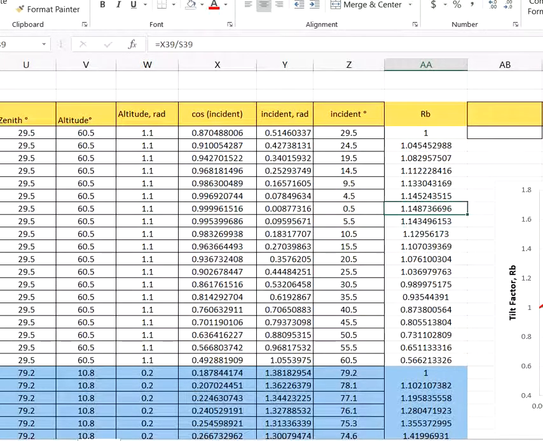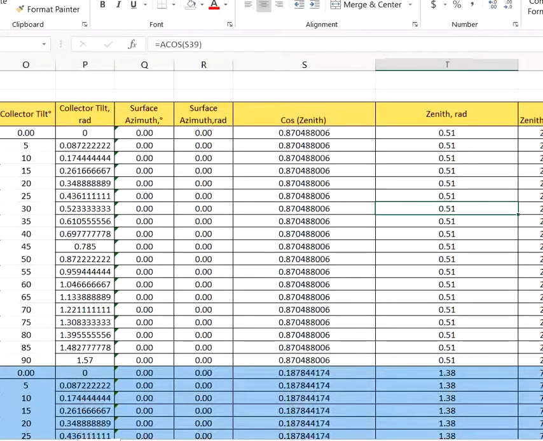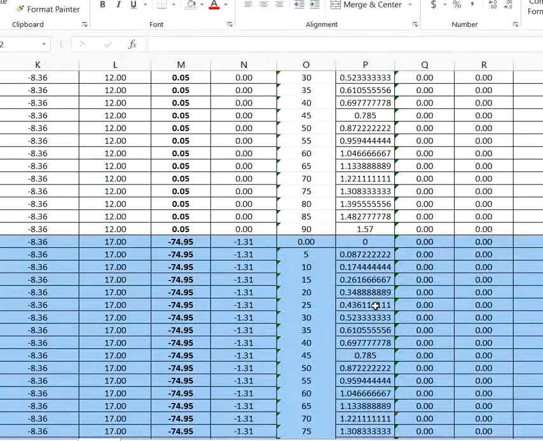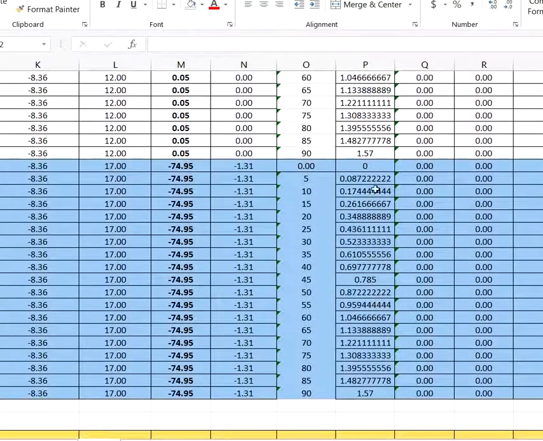1.148 is the maximum value. At what time will we get that? We will see 1.148 at 30 degrees. Similarly, if you go down, the shaded blue color values are tilt values, again from 0 to 90 degrees at 17 hours LAT, that is 5 o'clock in the evening.